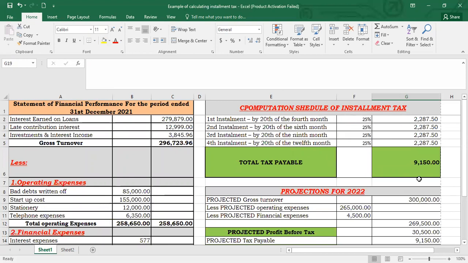Then now you come and spread the computation schedule of installment tax. We have said first installment is 25%. So 25% of 9,150 is 2,287. So you spread them equally in 4 installments. So for the first installment, you will pay 2,287.95. Second, ivo. As simple as that.